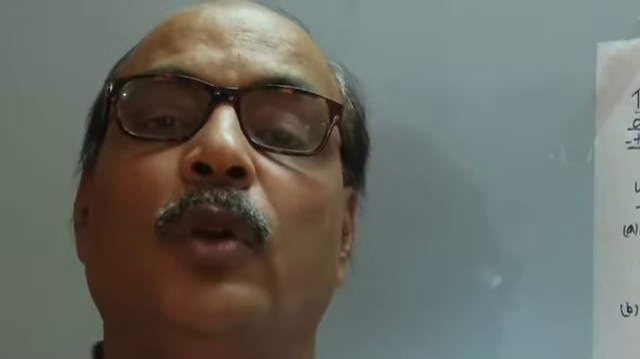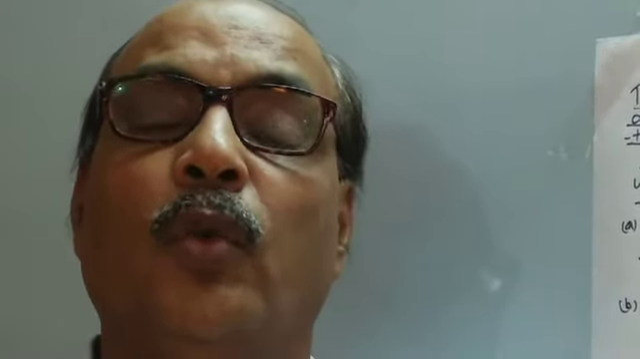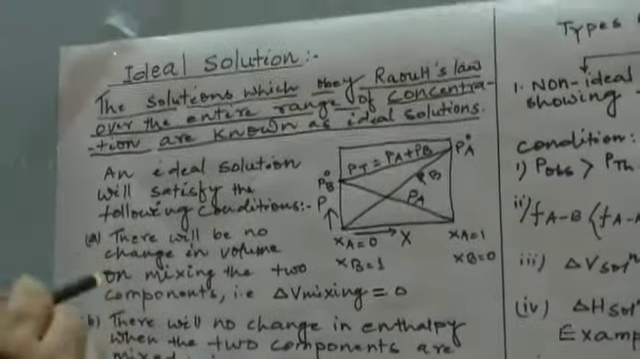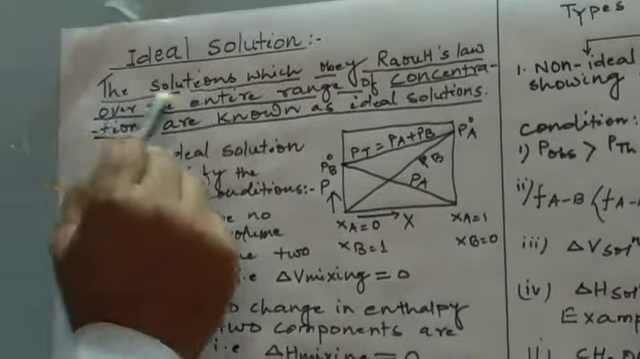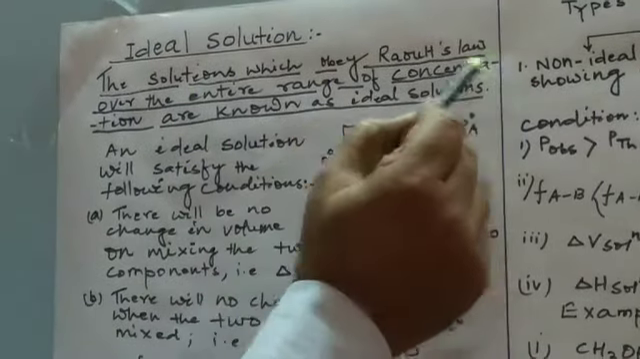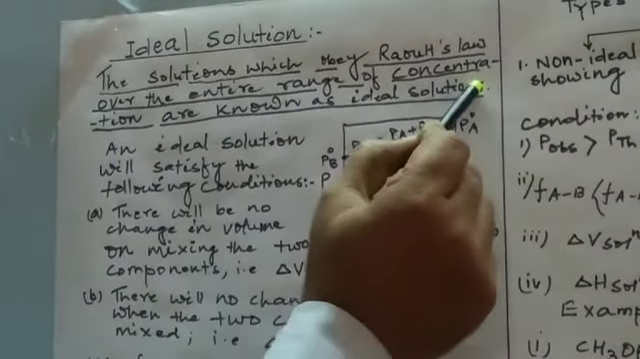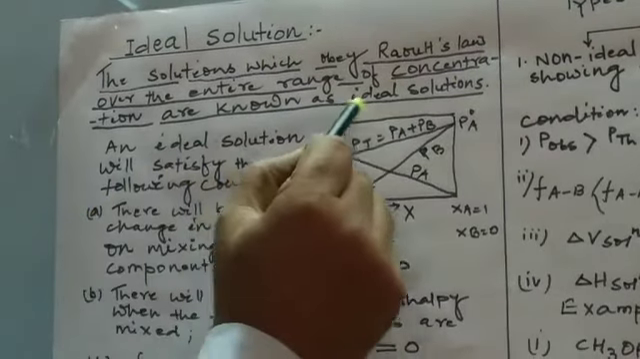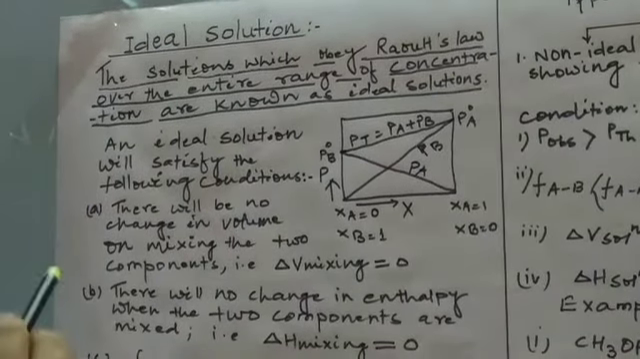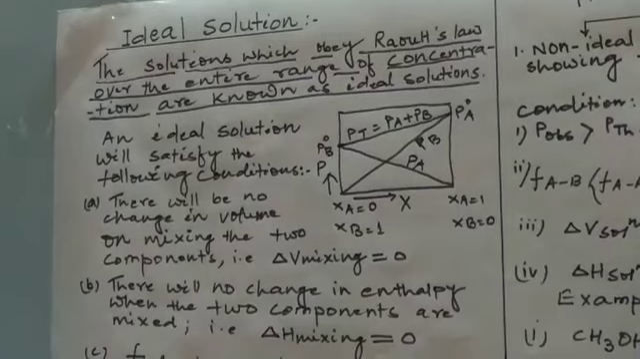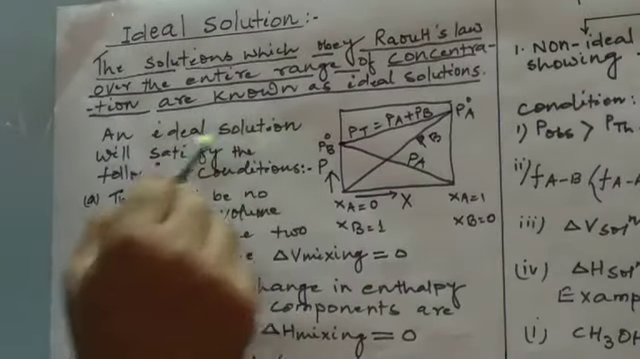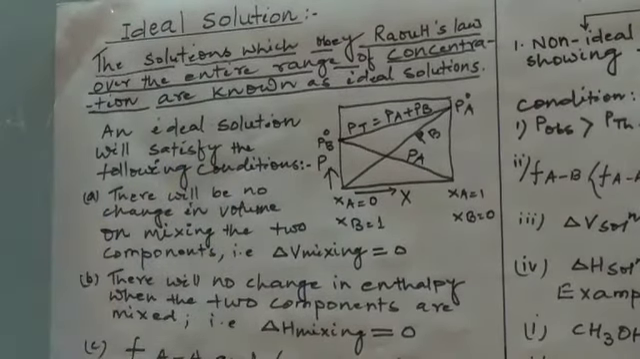Today we are going to discuss the third video, which is based on ideal and non-ideal solutions. What is an ideal solution? The solutions which obey Raoult's law over the entire range of concentration are known as ideal solutions. What are the conditions for an ideal solution? An ideal solution will satisfy the following conditions.